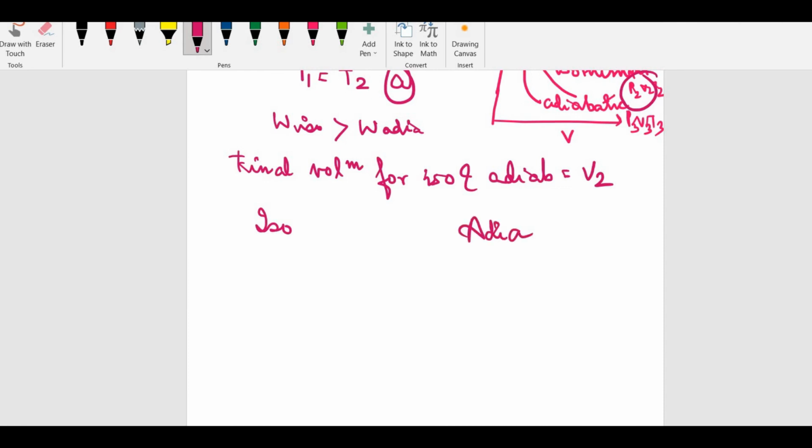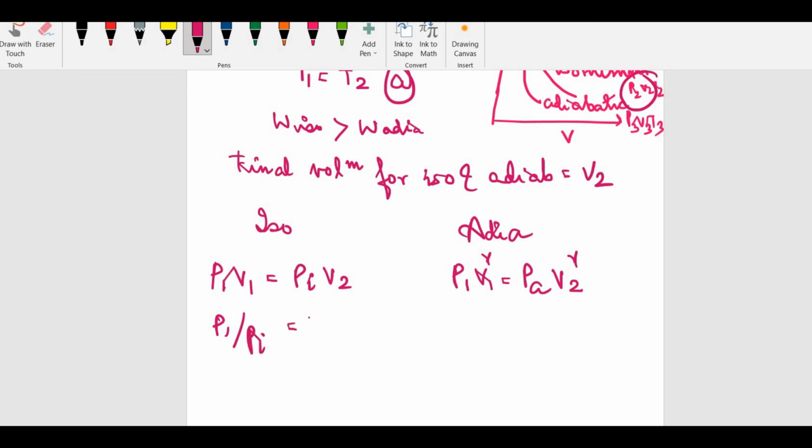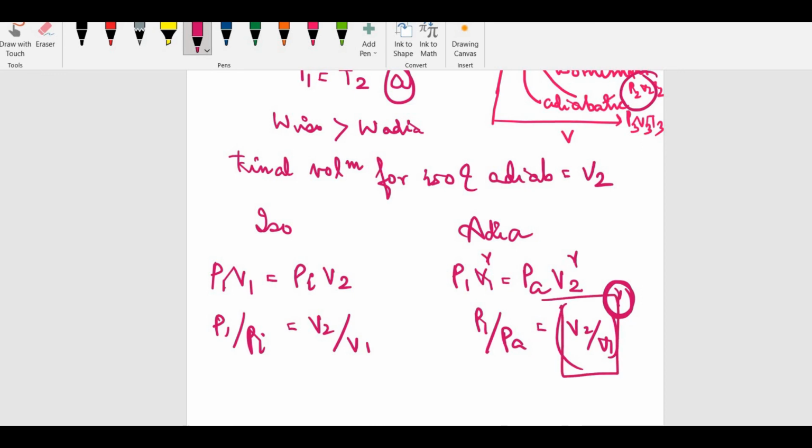So, in case of isothermal, starting from P1, V1, our final volume is V2. Let the pressure be P isothermal, PI, when the volume is V2. Concentrating on adiabatic, it starts from P1, V1, the final volume is V2, and the corresponding pressure is PA. Now, for adiabatic, we have an extra factor, which is gamma. So P1 by PI should be equal to V2 by V1. P1 by PA should be equal to V2 by V1 to the power of gamma. Now, since this value of gamma is present, this V2 by V1 value will be greater than this V2 by V1 value. So we can write P1 by PA greater than P1 by PI.